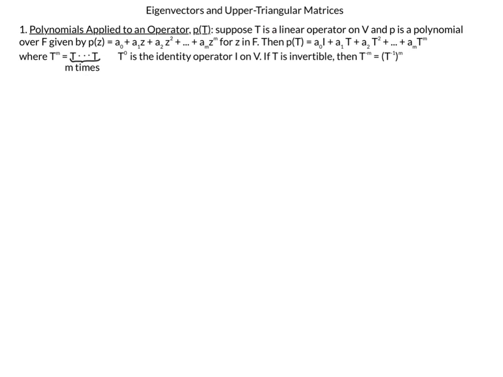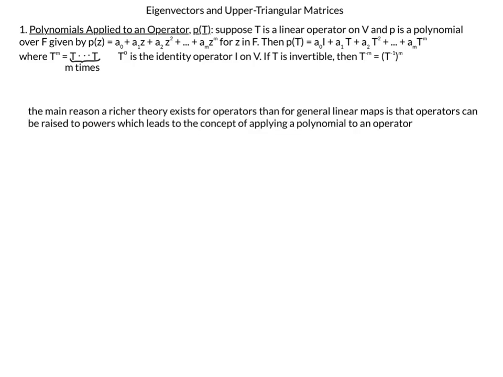So suppose T is a linear operator on a vector space V, and P is a polynomial over F, given by P of z is equal to a0 plus a1 z plus a2 z squared up to am z^m for z in our field F. Then our polynomial applied to our linear operator T is equal to a0 I plus a1 T plus a2 T squared up to am T to the m, where T to the m is our linear operator applied m times. And T to the 0 will be the identity operator on V, and if T is invertible, then T raised to the negative m is equal to the inverse of T raised to the m.